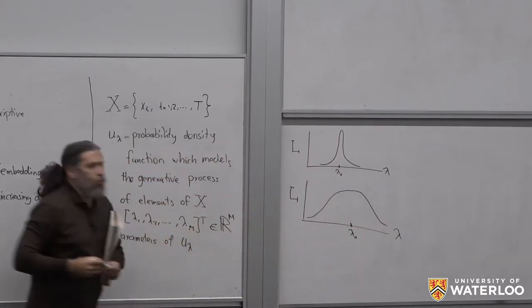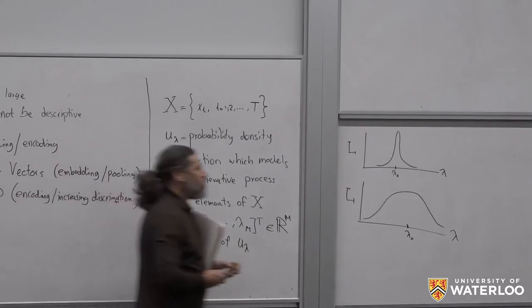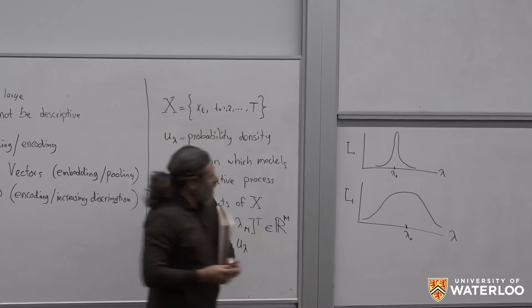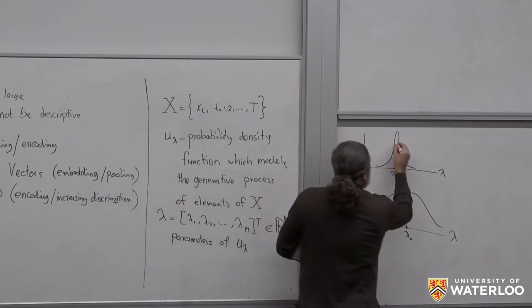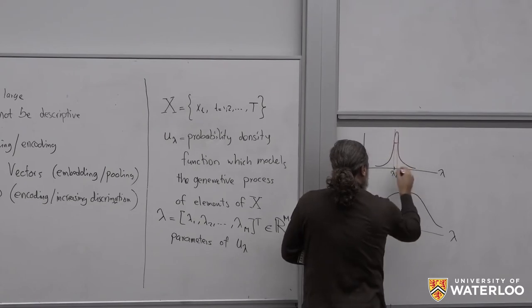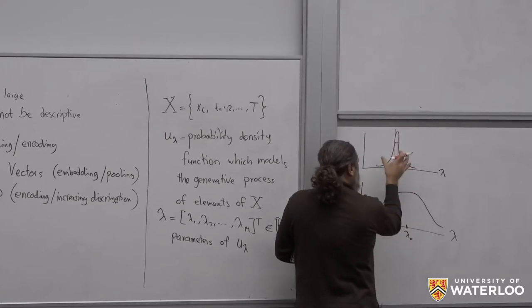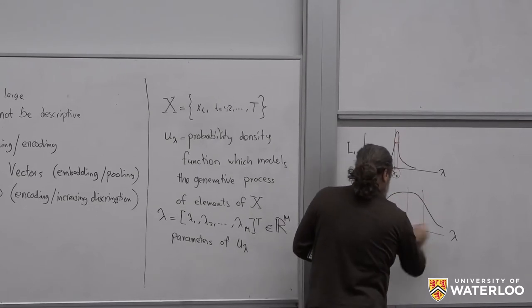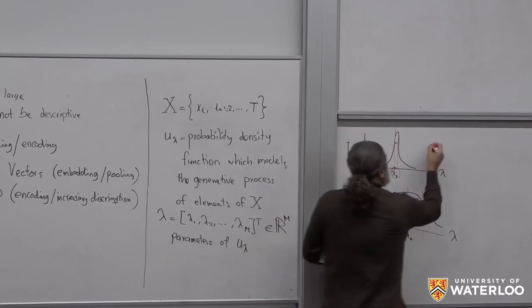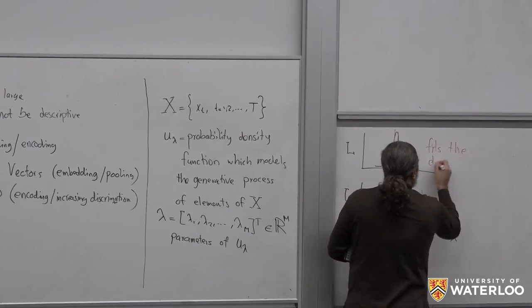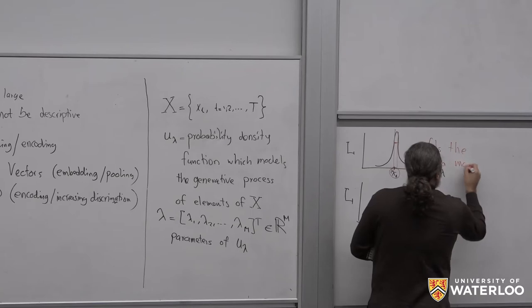So I may get two different distributions that will contribute to a function that will be of some use for me. And when I see this, of course, the standard deviation is small, so I can really map this to my lambda O with a lot less error than I can do it here. So it fits the data more accurately.